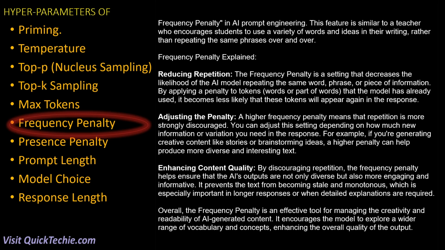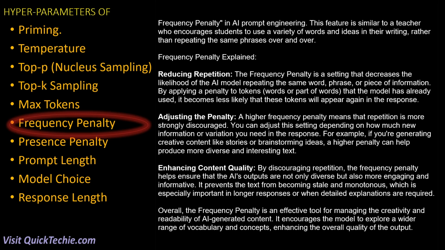Adjusting the penalty. A higher frequency penalty means that repetition is more strongly discouraged. You can adjust this setting, depending on how much new information or variation you need in the response. For example, if you're generating creative content like stories or brainstorming ideas, a higher penalty can help produce more diverse and interesting text. Enhancing content quality.